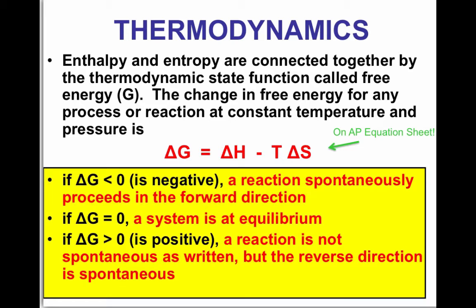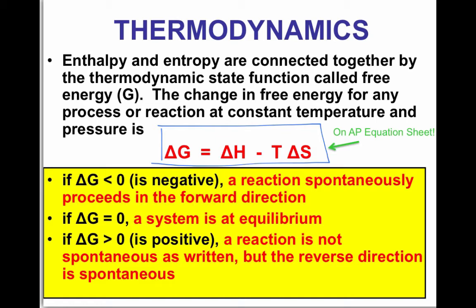With Gibbs free energy, a scientist by the name of J. Willard Gibbs proposed a new function, which was represented by the variable G, now known as Gibbs free energy. This function, this free energy variable, connected both enthalpy and entropy. The change in free energy for any process can be represented by this equation. Delta G equals delta H minus T delta S. That is on your equation sheet, and that is going to be a very, very common equation that you're going to use. So you definitely want to make sure that you know how to use that.